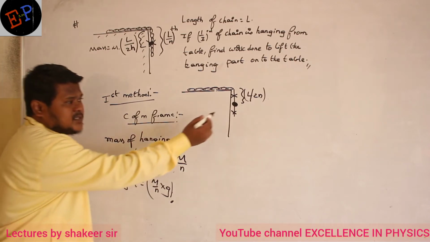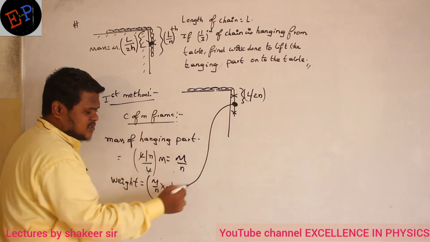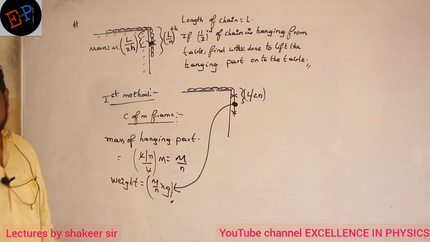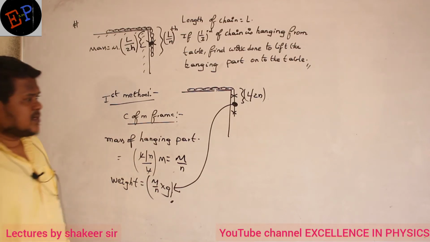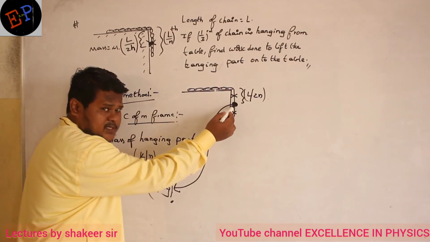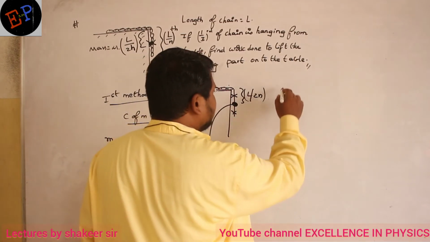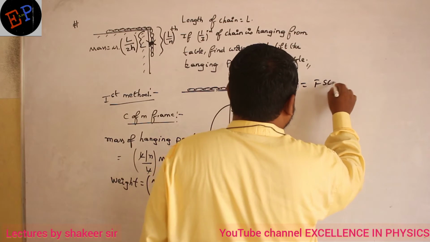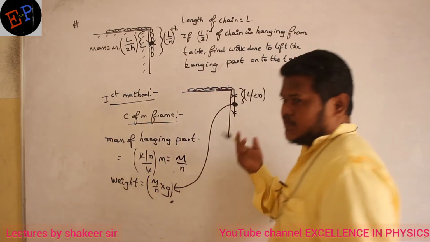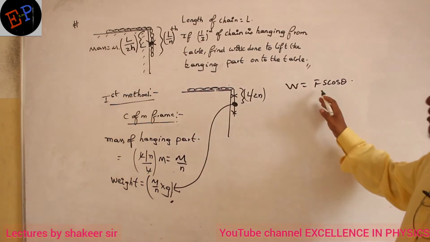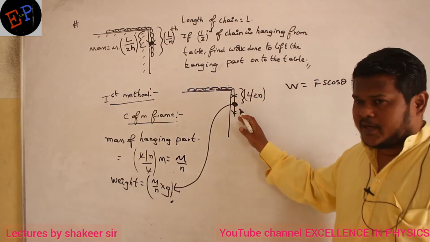Okay? It means this point mass has this much amount of mass. That is the meaning of this, no? Okay. Now I will apply force on this mass and I will lift this mass onto the table. So what is the equation for work done? Work done is equal to F s cos theta. This is the equation for work done, no? Why am I taking this equation? Because I am lifting a point mass, no?